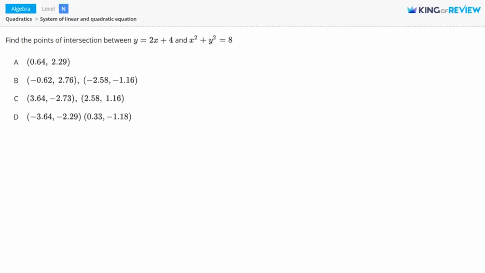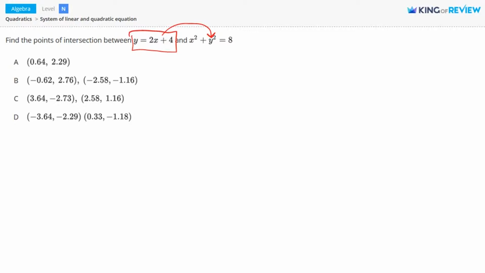Find the points of intersection between y equals 2x plus 4 and x squared plus y squared equals 8. So one method for solving this problem is to use substitution. This first equation is y equals 2x plus 4. What I'm going to do is substitute the 2x plus 4 into the second equation for y right here.